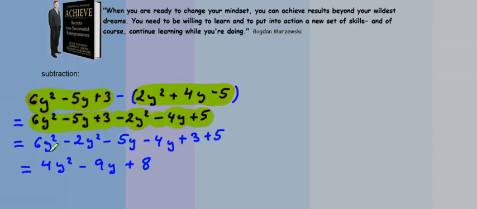Very important. Now, all you have to do is group them according to the same variable and the same exponent. So 6y squared and negative 2y squared. Combine negative 5y with negative 4y. And finally, combine positive 3 with positive 5. Put them together. So resolve. Find the difference between like terms. 4y squared, negative 9y, and positive 8. So any other case would work exactly the same. So just follow that simple rule.